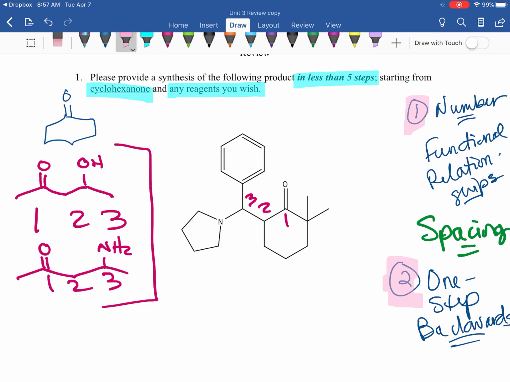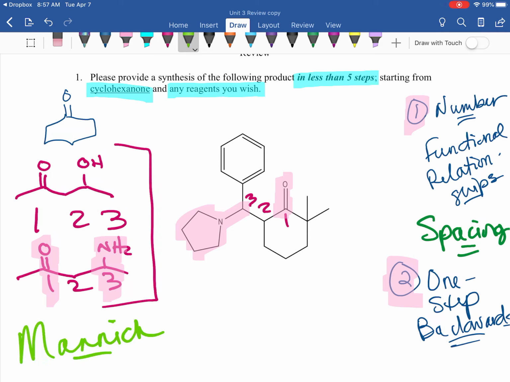I can already recognize 1 and 3 right in my product right there. So this screams Mannich reaction. So if you use some of the strategies from lecture, remember we were really careful. We numbered all over the place in lecture. We numbered our aldols and our Mannichs, and we made that connection that they're 3 apart. And for a problem going backwards, that makes your life a lot easier.